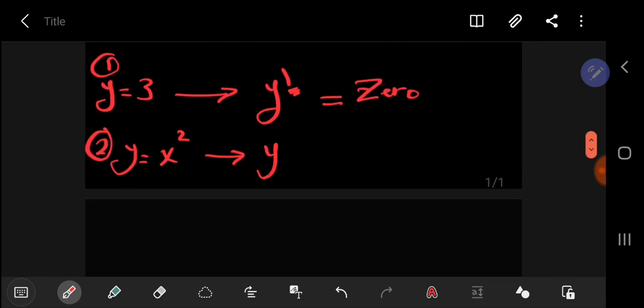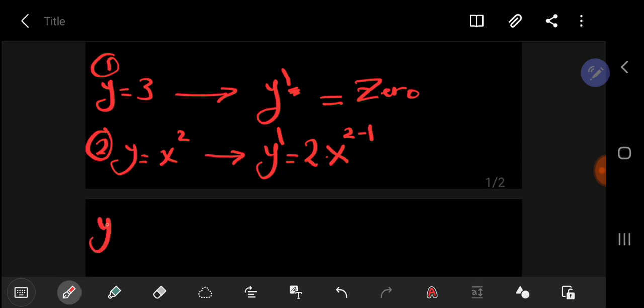So y prime equals the power 2 multiplied by the variable to the same power minus 1. It's always minus 1, not changing, never. Any power minus 1. So y prime equals what? 2 multiplied by x to the power 1. We don't write power 1. Okay, if you get it now, we will take another example in the next minutes.